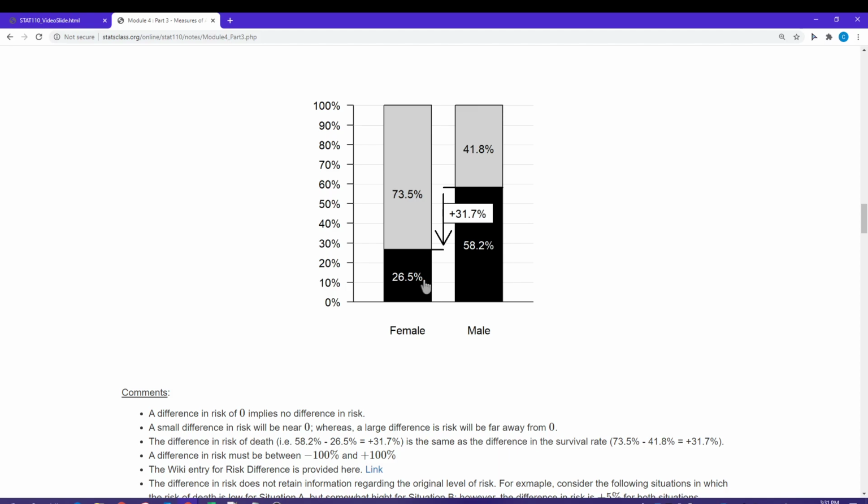I could compute the difference in the risk, which was that 31%. Now that's going to be the same as the difference in the survival rates. So it doesn't matter if you are subtracting the heights of the two gray boxes or the heights of the two black boxes, you're going to end up with the same value. That's not the case when you do risk ratios.